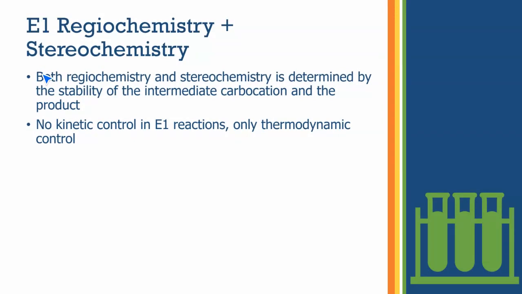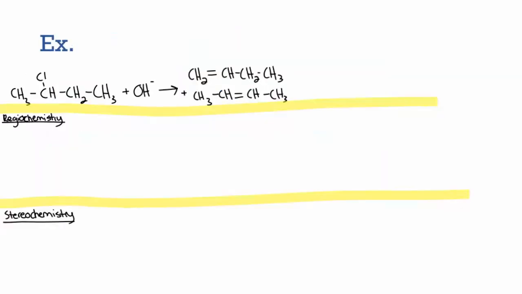And then remember, regiochemistry is just studying which structural isomers will be the major product, and stereochemistry is determining which stereoisomers will be the major product. So here's an example of an E1 reaction where you have both regiochemistry and stereochemistry. I've already drawn out the products here.